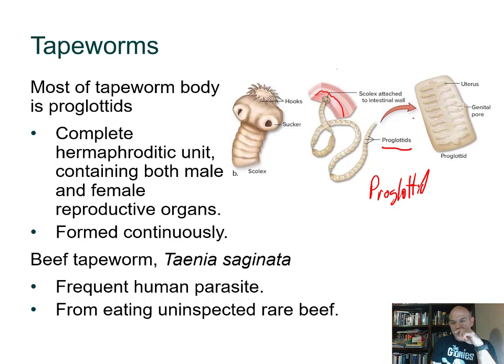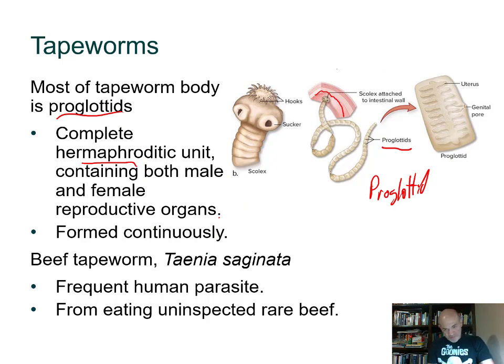And then towards the rear, these proglottids break off and are eliminated with the feces of the host overall. So these are hermaphroditic, and the proglottids are formed continuously.